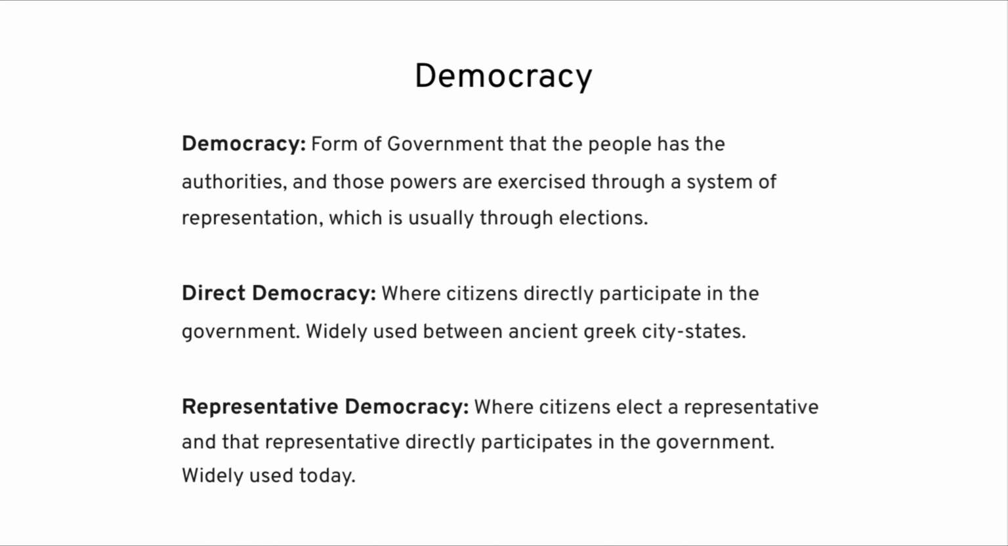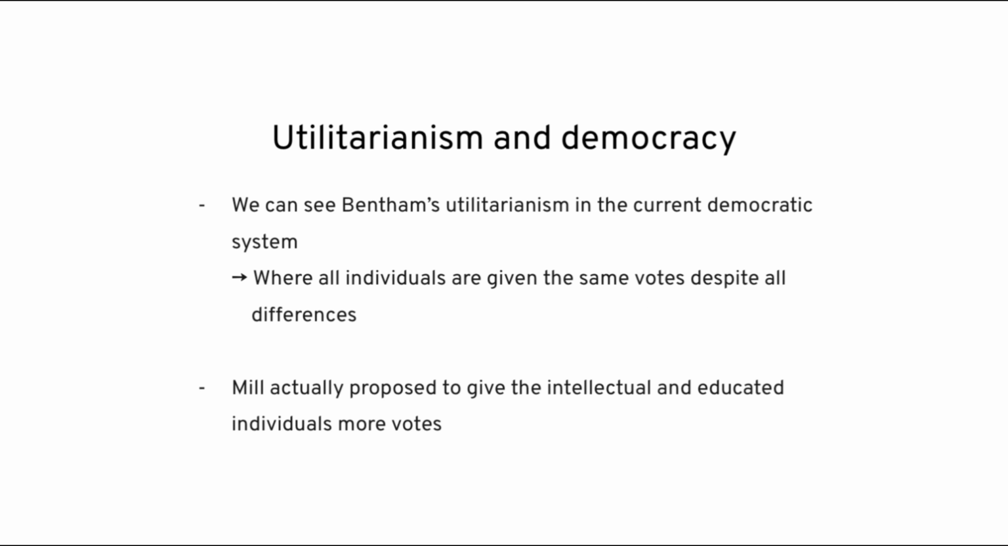There are two types of democracies: direct democracy and representative democracy. A direct democracy is where citizens directly participate in the government. It has been widely used among ancient Greek city-states. However, it has the limit that it is challenging for a large population to practice direct democracy. The second one is representative democracy. This is where citizens elect a representative, and that representative participates in the government. Since representative democracy can be effectively used over a large population, it is widely used.